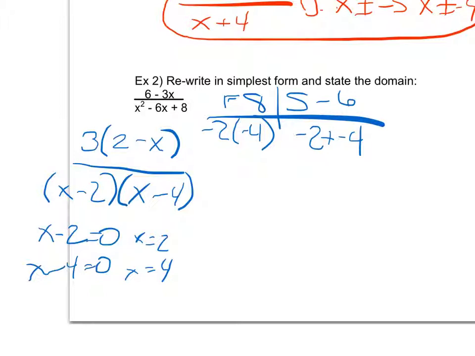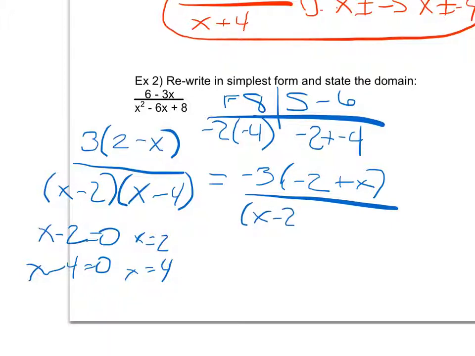Well, if I have opposites, what I can do is I can factor a -1 out of one of them. I'm going to go ahead and factor a -1 out of the top. So when I factor a -1 out, I get -3. My 2 becomes -2. My negative x becomes plus x. And now I have a common factor on top and bottom that I can cancel out because now these are the same because they both have a positive x and a -2.